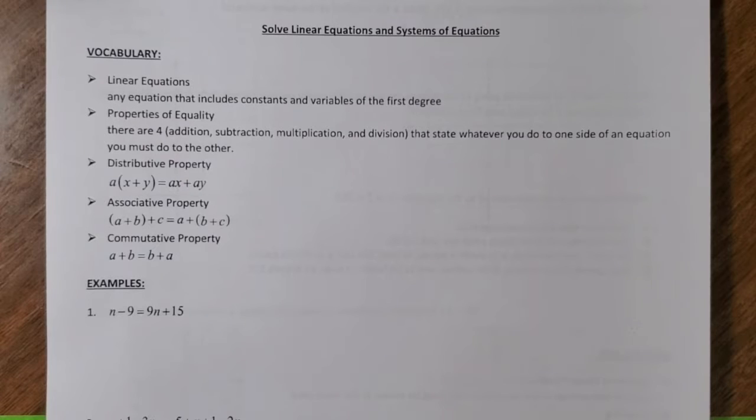To get us started, we have some terms that we're going to go over that we're going to use throughout our lesson today. Starting off, we've got a linear equation itself, which is any equation that includes constants and variables of the first degree. Then we have properties of equality, and there are four of them: addition, subtraction, multiplication, and division. And this states that whatever we do to one side of an equation, we must do to the other, and that's just so that we can maintain equality across our equal sign.